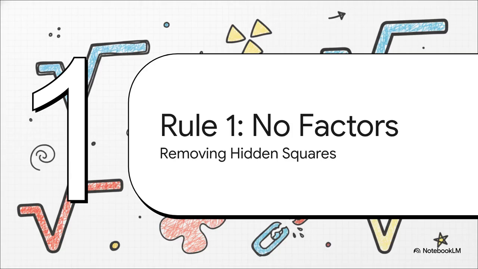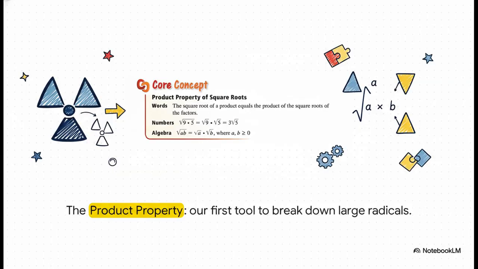Okay, let's jump into rule number 1. This is all about hunting down any of those sneaky perfect squares. You know, numbers like 4, 9, 16 that are still hiding inside our radical. And to do that, we need a special tool. And here it is, the product property. This thing is awesome. All it says is that if you have the square root of 2 things multiplied together, you can just split it. It becomes the square root of the first thing times the square root of the second thing. This is a game changer because it lets us break down a big, scary radical into smaller, more manageable pieces.